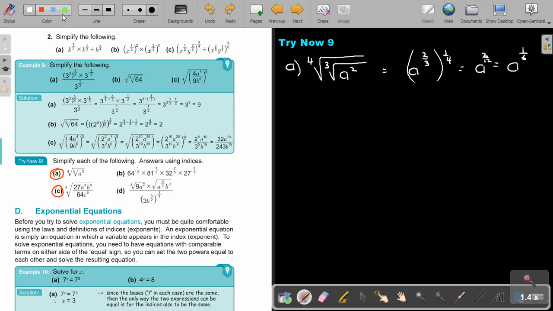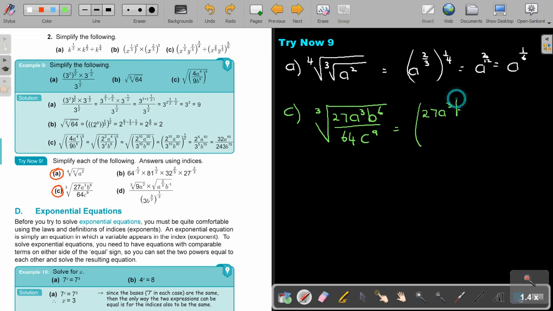And then number C, and that's 27a cubed b to the power of 6 over 64c to the power of 9. Now again, it doesn't actually matter, you can already take it out. I will now simplify this. It's just a third. That's how I will take it out.